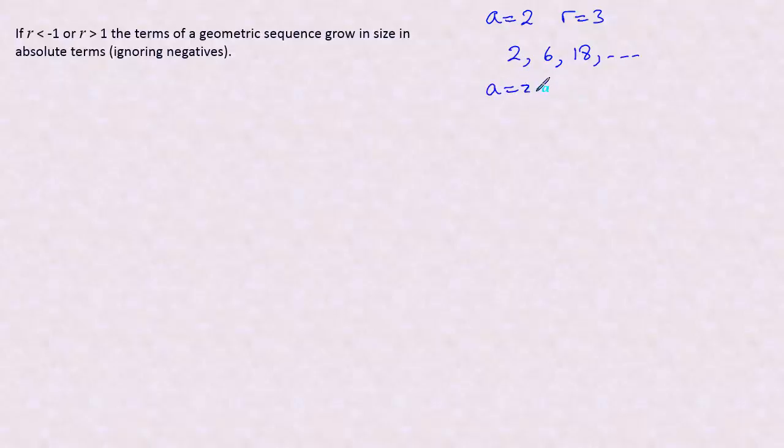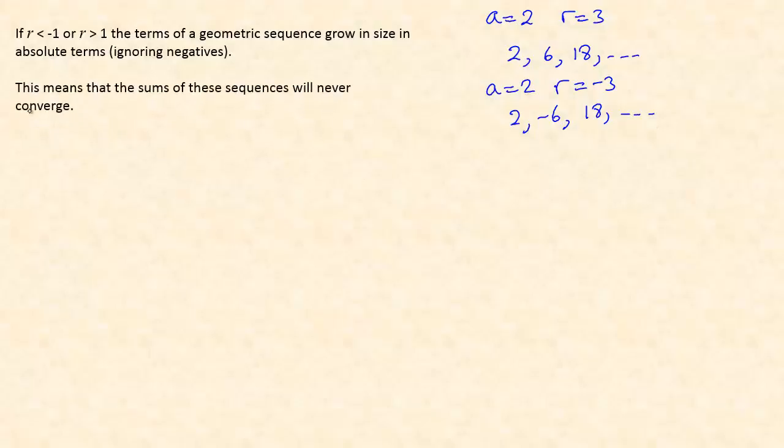If a is 2 and r is equal to -3, then we'd have 2, -6, 18, and so on. Now the terms are getting bigger if we ignore the negatives. So that's what I mean about absolute terms. This means the sums of these sequences will never converge.